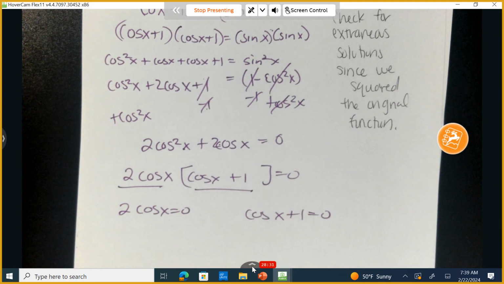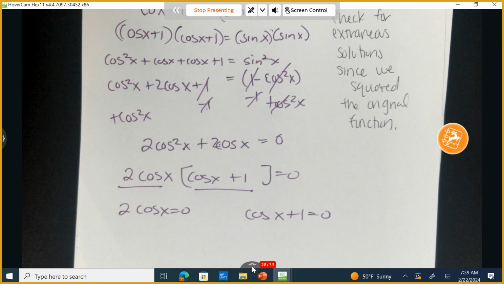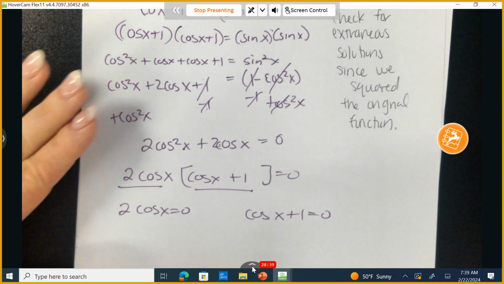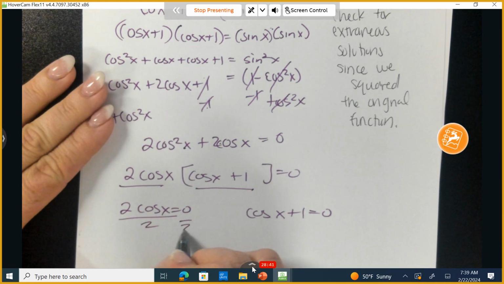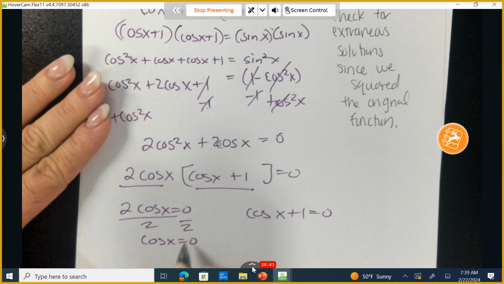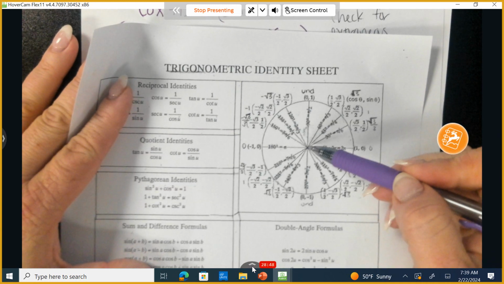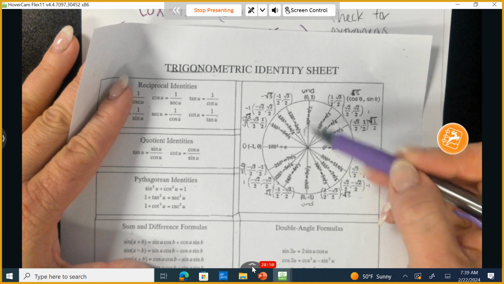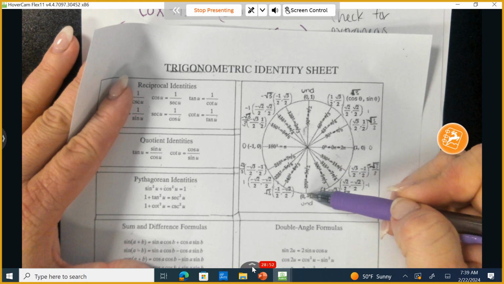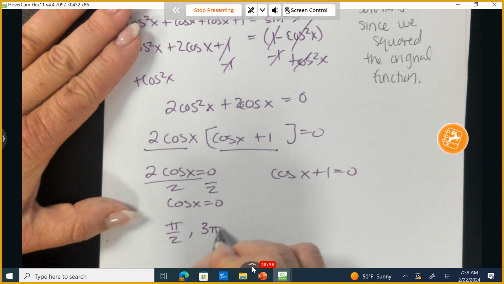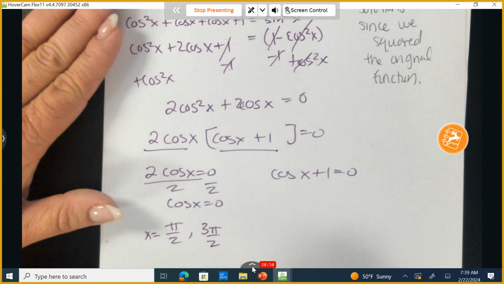By the way, cosine, what is the period length? 2 pi. Okay, we're going to keep that in mind. And what is the range? It has to be in between what? 1 and negative 1, right. So I'm going to divide by 2, and I have the cosine of x equals 0. Now, where is the cosine equal to 0? At pi over 2 and 3 pi over 2. So these are potential answers. I will need to go back and check for extraneous solutions.